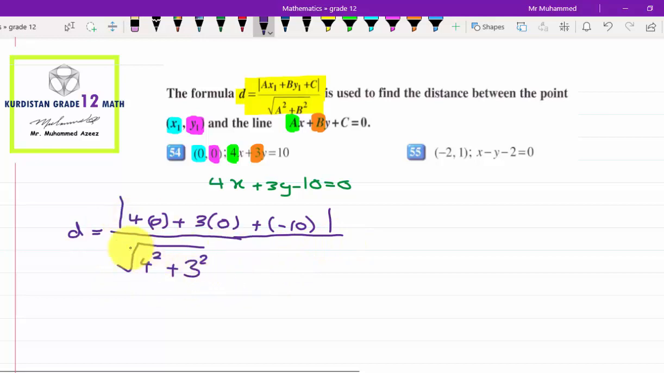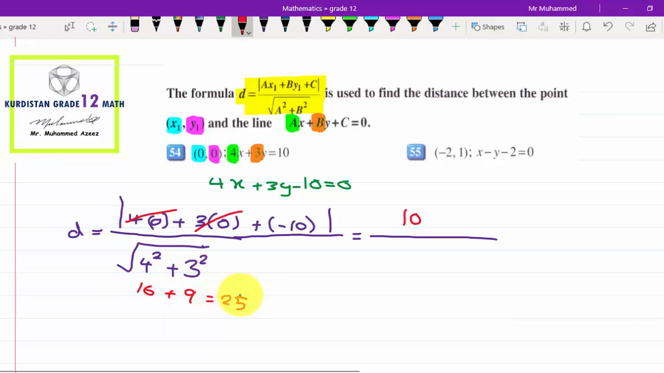Now let's simplify this, because we have only numbers. With a calculator it will be one step. Even without a calculator, it's not a hard process. First, it will be 0. Only negative 10 is left in the top, and negative 10 in the absolute value will be just 10. Down, 4 squared is equal to 16, plus 3 squared is 9, so it's equal to 25.